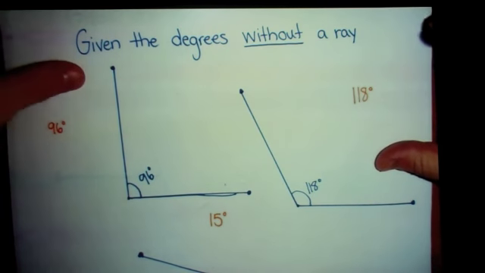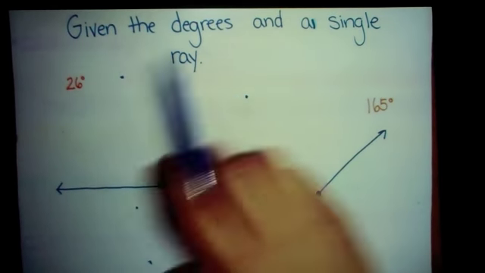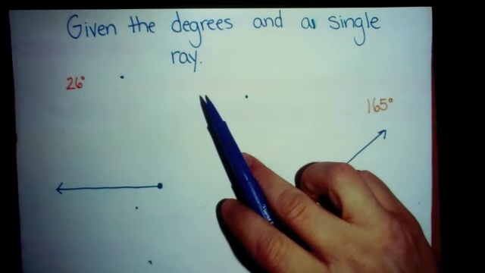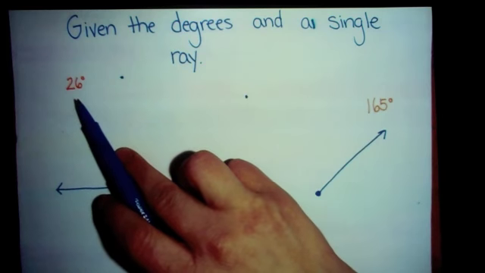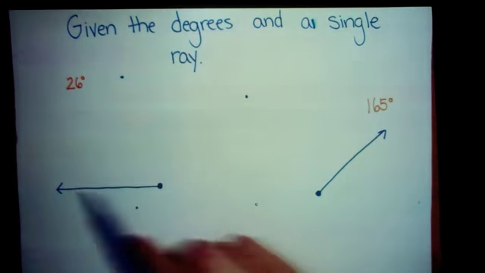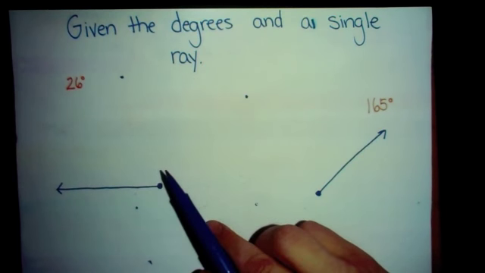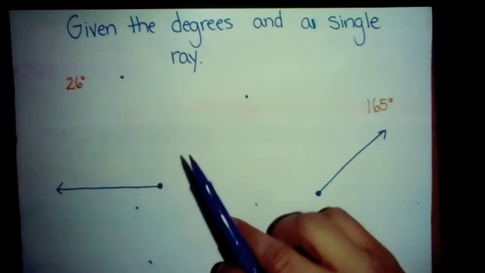Now let's take a look at how to draw angles given the degrees and a single ray. Now what I mean by that is they tell you that they want you to draw a 26-degree angle, but they already give you the base ray. So you have to figure out where that second ray or that second end point is going to go.